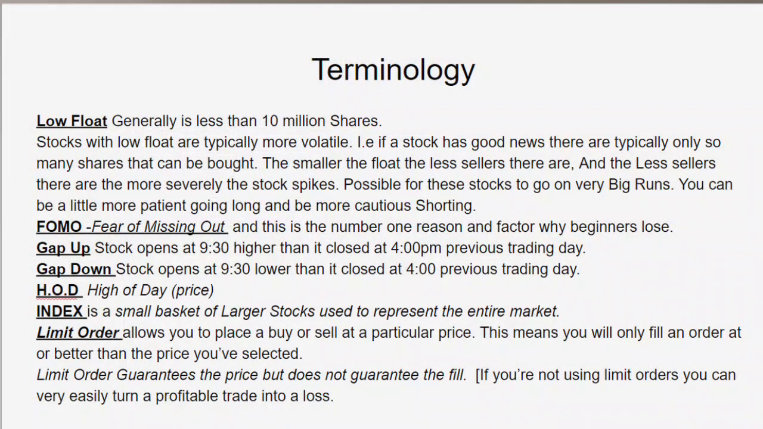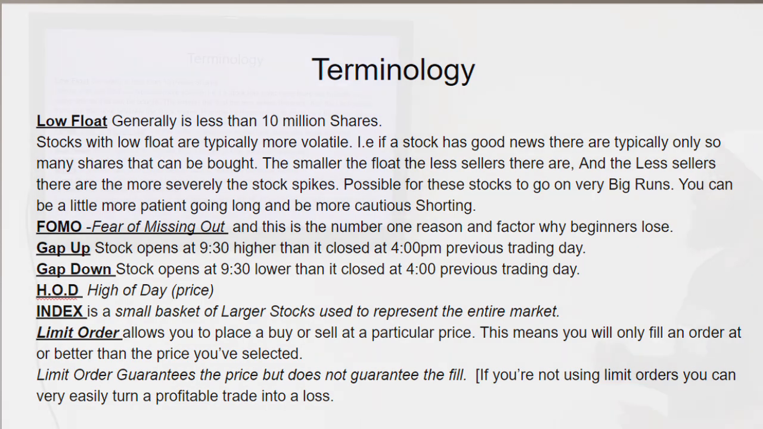What does a low float mean? Generally, it's a stock that has less than 10 million shares available. Stocks with low floats are typically volatile. If a stock has good news, there are only so many shares that can be bought, because in this example we're talking about only 10 million shares available. The smaller the float, the fewer sellers there are. They're not going to give up their shares of this stock, okay?